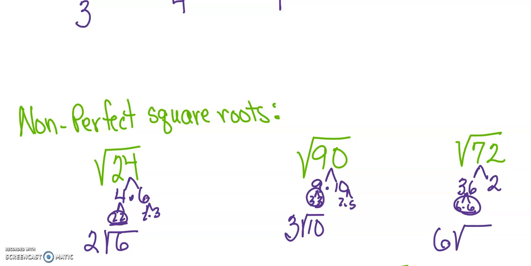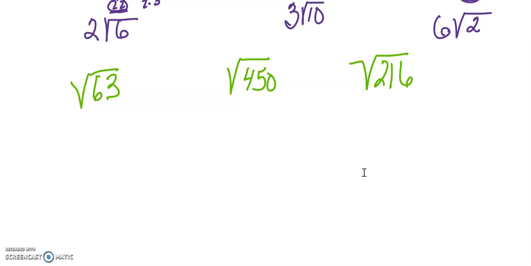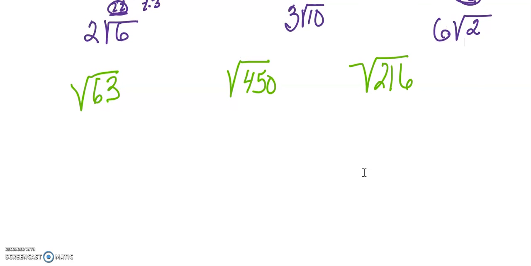2 is not a perfect squared number. It has to stay in. Okay? All right, pause the video and you try these next few, if I can get the screen to move. You try these next few and let's see if you can simplify it. Pause it and then come up with your factors.